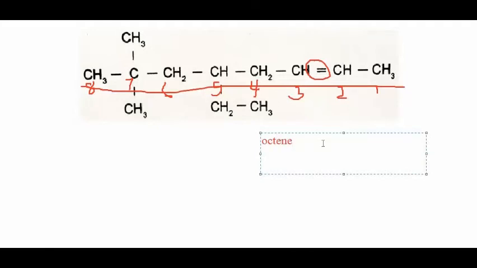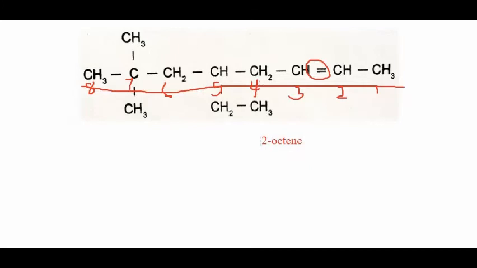And then, at what carbon number is the double bond attached? So, it is closest to number 2. So, the double bond is attached to carbon number 2. We're going to name it as 2-octene. Next, for the next step, name the substituents the same way the substituents in an alkane are named. So, what are the substituents that we can see here?